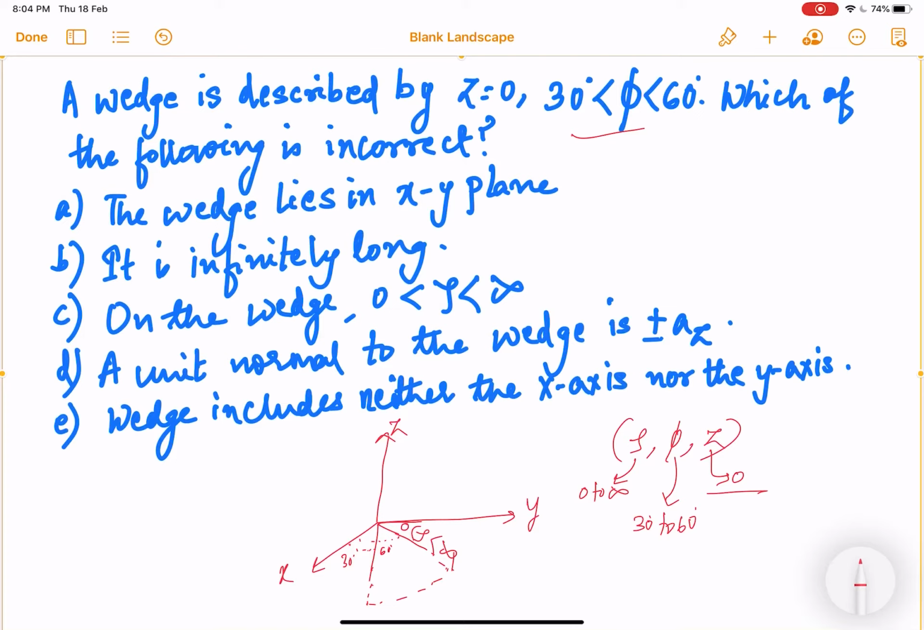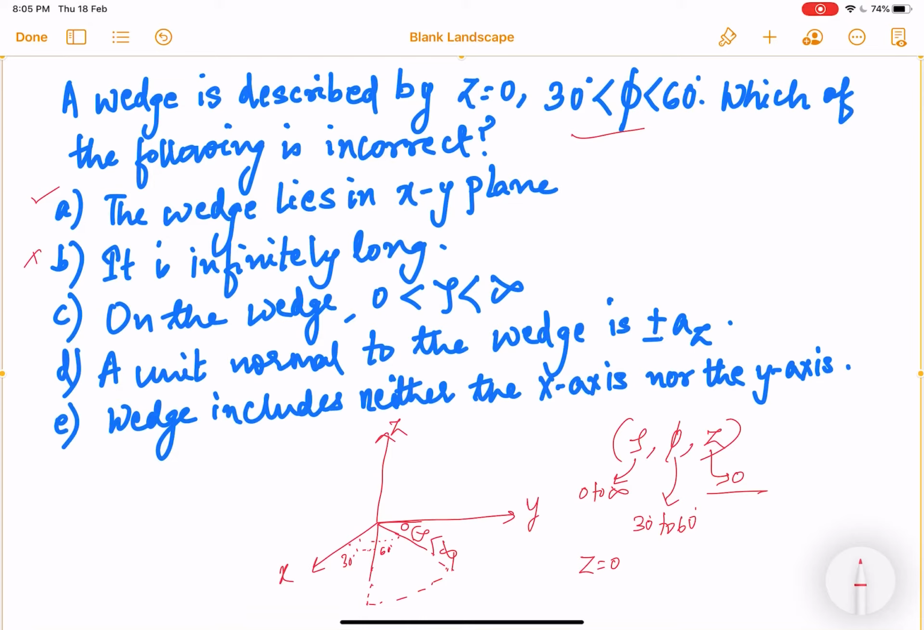First statement says the wedge lies in the xy plane. That is absolutely correct. Then next, it is infinitely long. How can it be infinitely long? It has no length because z is 0 in the first place. So it has no height as such, so this statement is wrong.